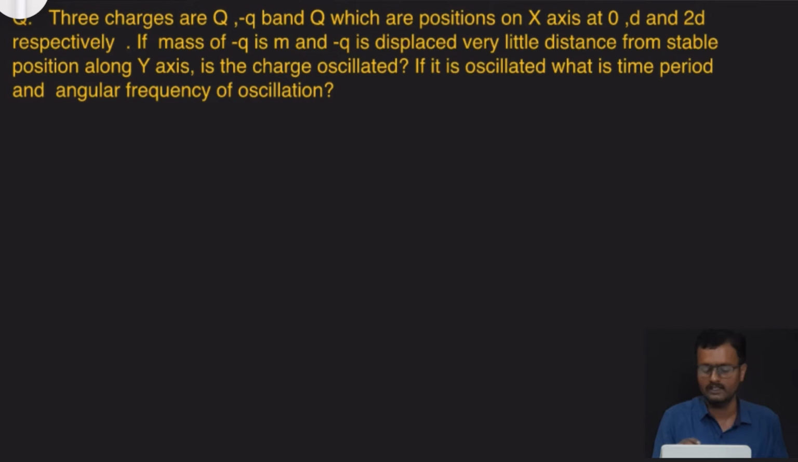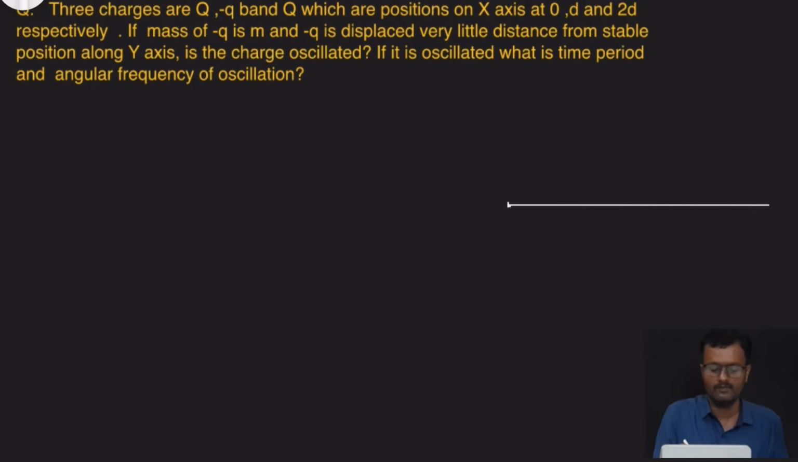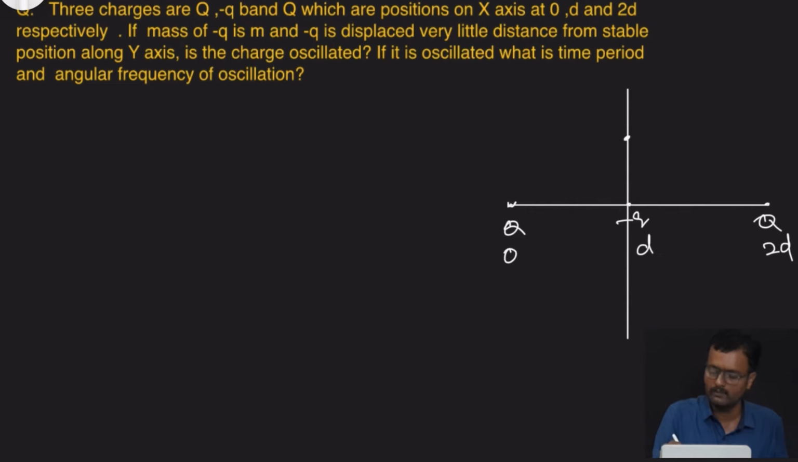If the charge is oscillated, what is the time period and angular frequency of oscillation? The positions of big Q, minus Q, and big Q are given at 0, d and 2d. Minus Q is at the equilibrium point. Minus Q is displaced along the y-axis. Suppose it is y. Now this is the position of minus Q.